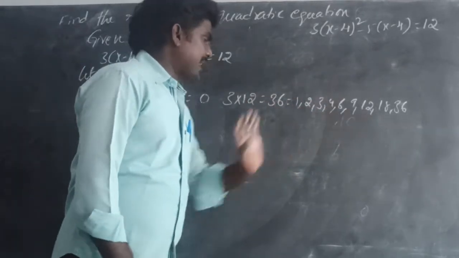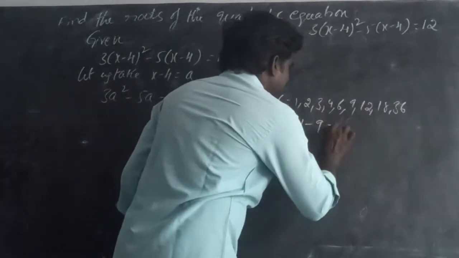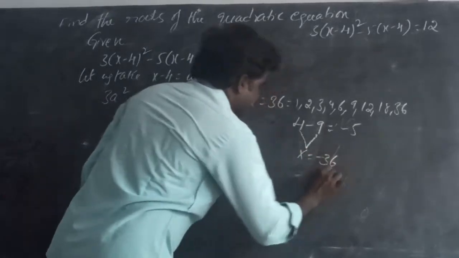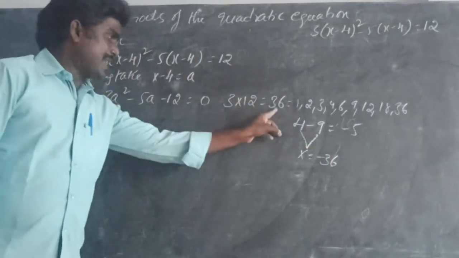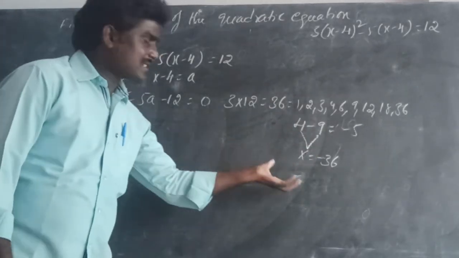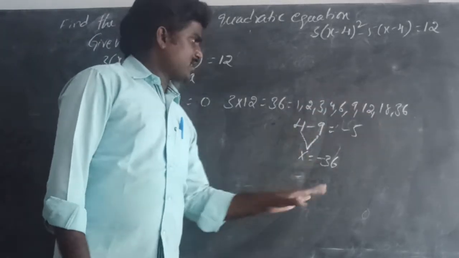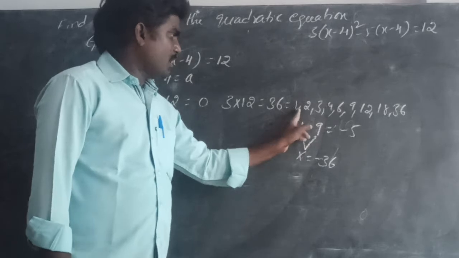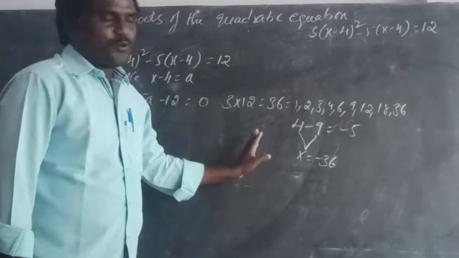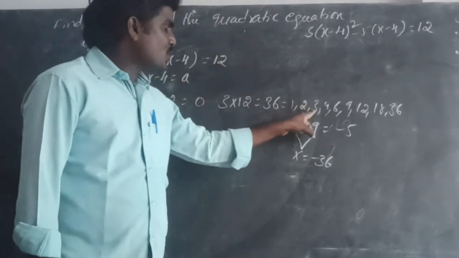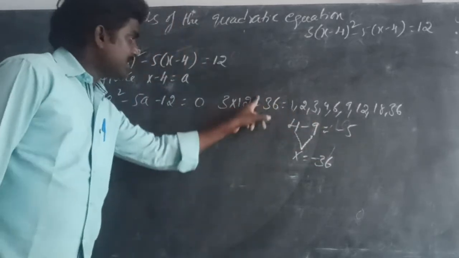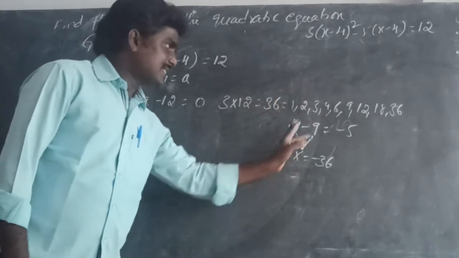Okay, here 4 and 9. 4 minus 9 is minus 5. 4 into 9 is 36, and 3 into minus 12 is minus 36, so 4 into minus 9 is minus 36. So which factors are satisfied? 4 and 9. Suppose you have doubt: 1 minus 6 is minus 5, but 1 into 6 is 6, and we want 36. Next, minus 2 minus 3 is minus 5, but 2 into 3 is 6, and we want 36.